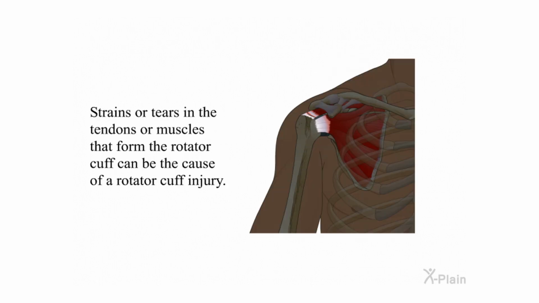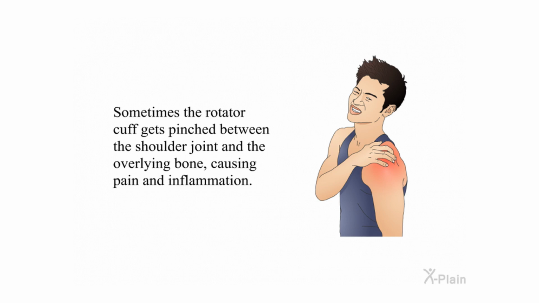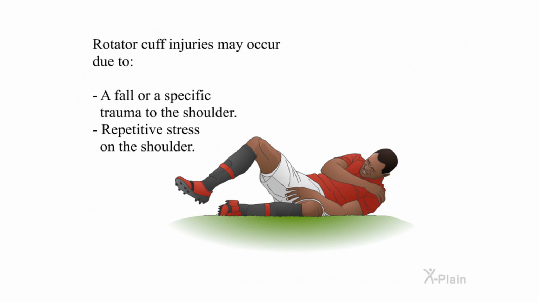Strains or tears in the tendons or muscles that form the rotator cuff can be the cause of a rotator cuff injury. Inflammation of the bursa, called bursitis, or inflammation of the tendons, called tendinitis, can also be part of a rotator cuff injury. Sometimes the rotator cuff gets pinched between the shoulder joint and the overlying bone, causing pain and inflammation. Rotator cuff injuries may occur due to a fall or a specific trauma to the shoulder, or repetitive stress on the shoulder.